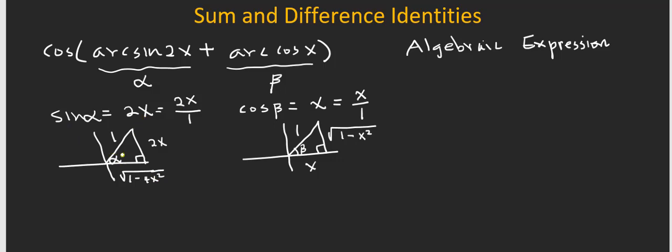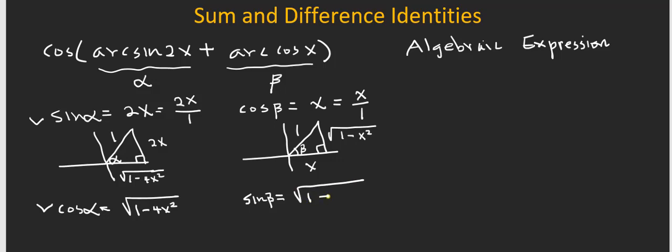Now let's look at this. What is going to be cosine alpha? Cosine alpha is x over r, so it's going to be just radical 1 minus 4x squared. Okay, you won't need these two pieces of information later on. What about sine of beta? What's going to be sine of beta? Sine of beta is y over r, so it's going to be radical 1 minus x squared. Okay? Again, you might need these two pieces of information later on.